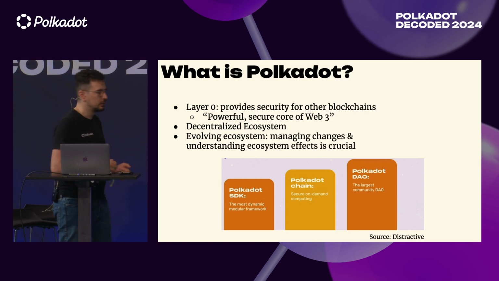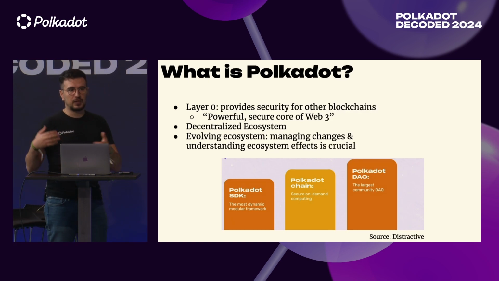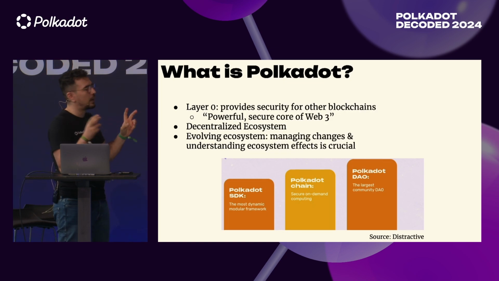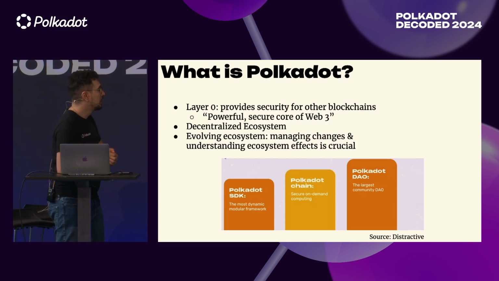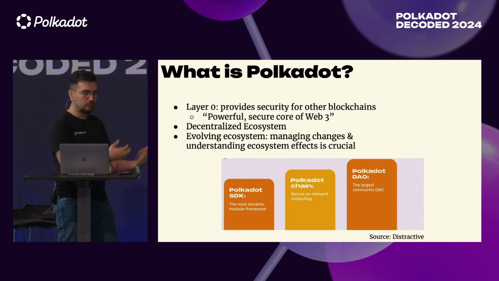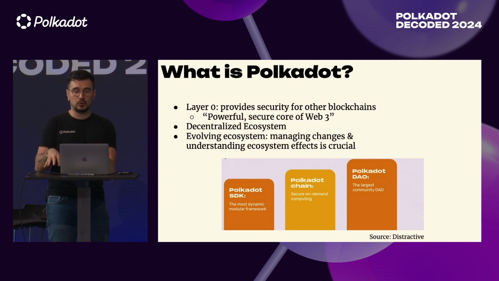So what is Polkadot? Polkadot is a layer 0. It's a blockchain that provides security for other blockchains. And it's commonly called the powerful, secure core of Web3. Polkadot is also a decentralized ecosystem of actors that participate in building and interacting within Polkadot. It's an evolving ecosystem, as I said, because you can write code to actually update and upgrade the chain while it's running.